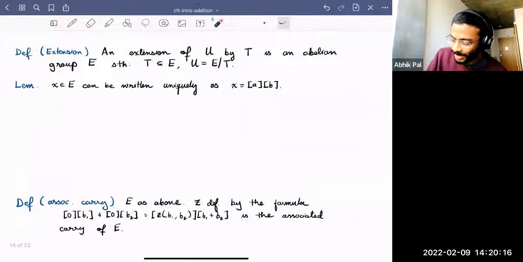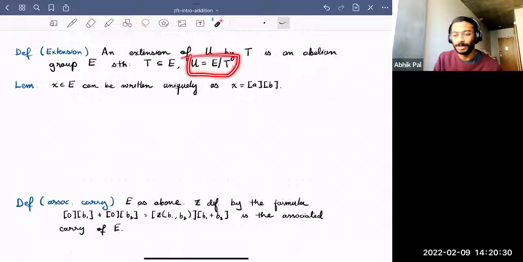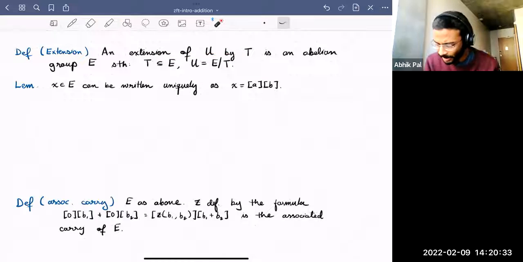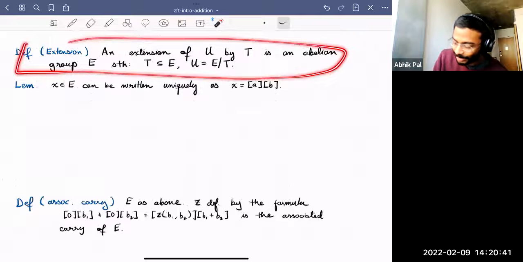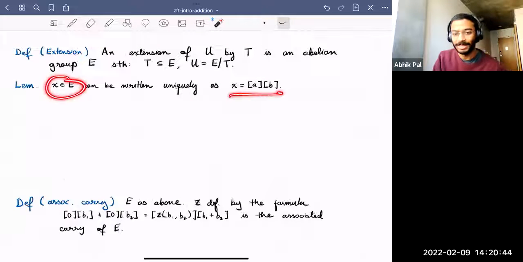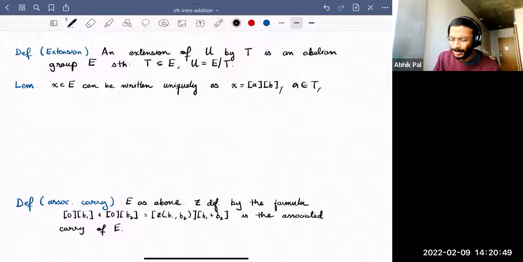And really what we are doing is that we are extending the operation on U and T by some function Z. So I will call an extension of U by T to be an abelian group E such that T is sitting inside as a subgroup and U is the quotient of E by T. And similar to the observation that we had earlier, we can in fact show that in this setup of an extension, any element X can be written uniquely as A, B, where A is what I'm calling my tens place, but this can really be arbitrary, and B will be in my group of units.